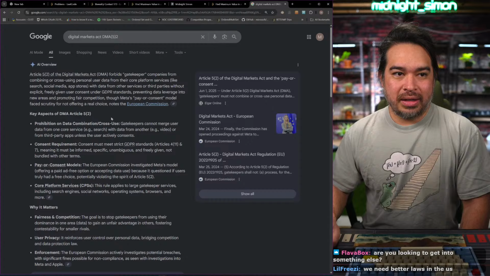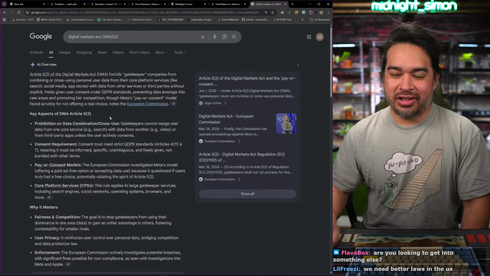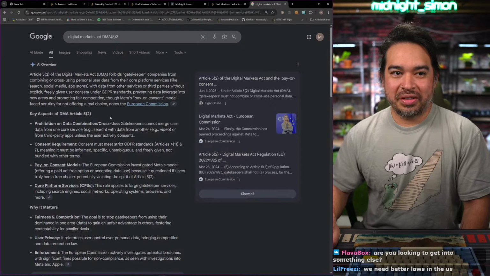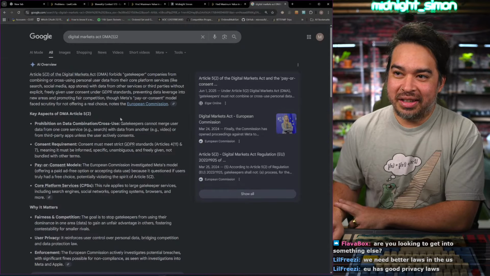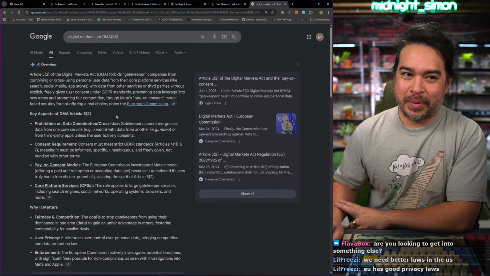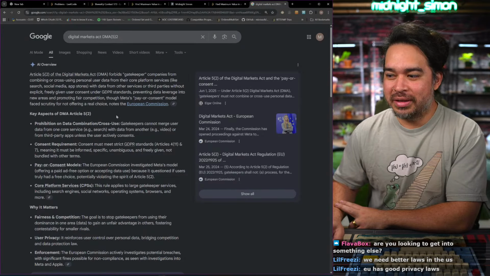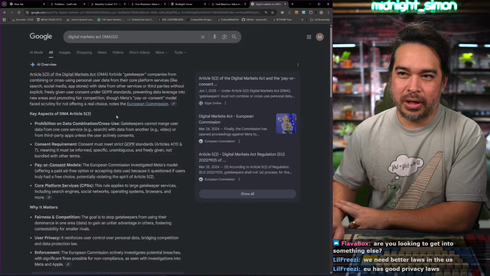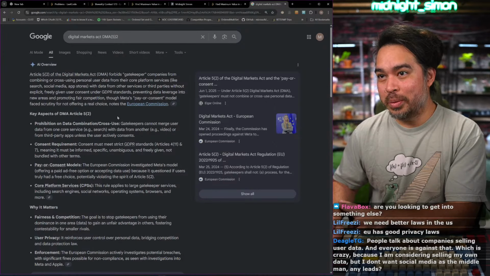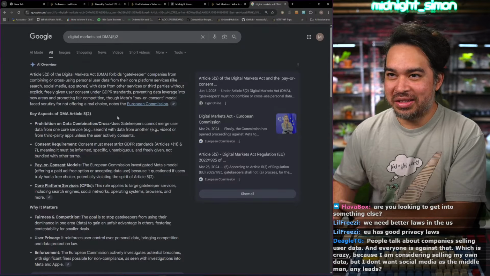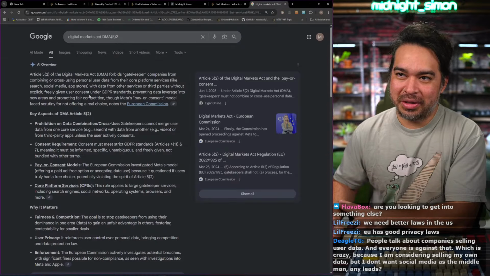Are you looking to get into something else? Yeah, I'm looking to do my own thing. We need better laws in the US. Yeah, I think there are some laws. When I was leaving, they were talking about lots of different laws coming up in the US. I wouldn't say it's super identical to this DMA thing, but it's somewhat similar.